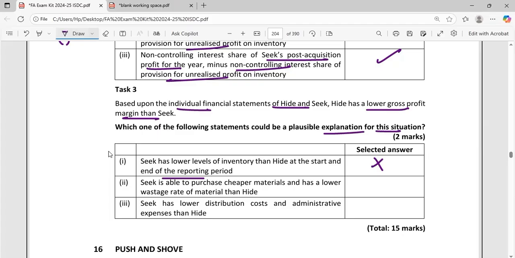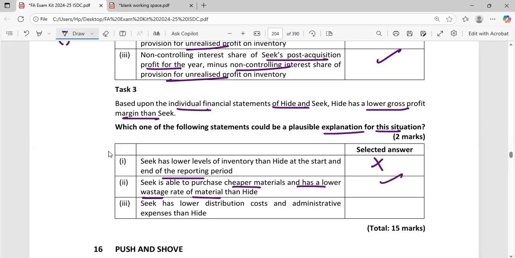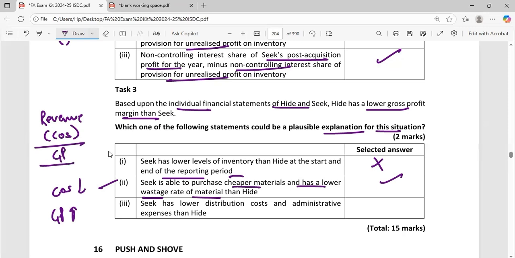Okay. So Seek is able to purchase cheaper material and has a lower wastage rate of material than Hyde. Okay, so this can be an explanation because if Seek purchases cheaper goods, so its cost of sales would be lower, and if its cost of sales would be lower, then automatically its GP would increase. How does this happen? This is the revenue. From this, I deduct cost of sales and then I arrive at GP. Okay, so if my cost of sales would decline, so I will deduct a lesser amount. Okay, so that's why my GP would increase. So this can be a possible explanation.